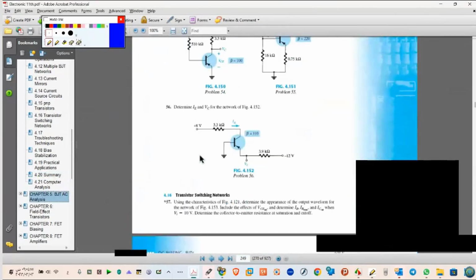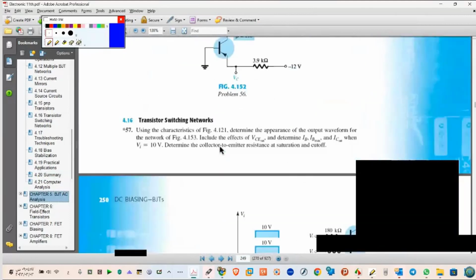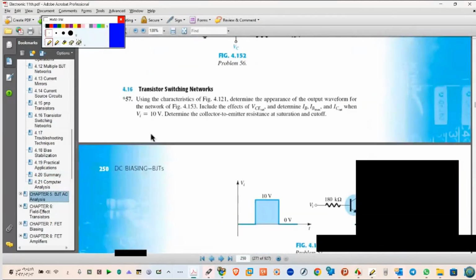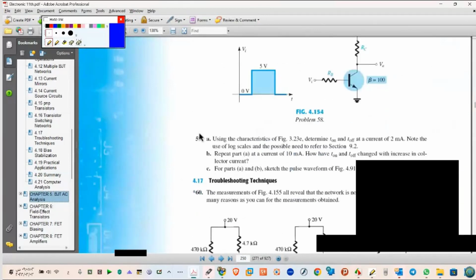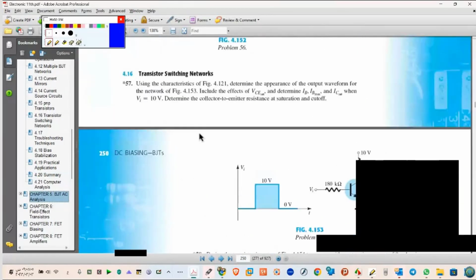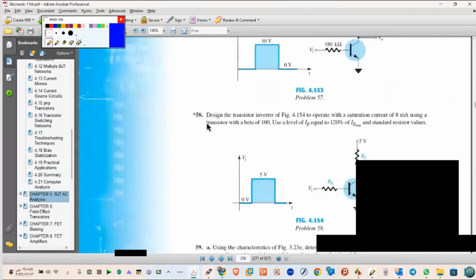And for transistor switching network, you have 3 questions, 57, 58, just 2 questions, not 3. So I will read the questions. Use characteristics of figure 4.12.01. Determine the appearance of the output waveform for the network. This is an easy question. Now, see here, design a transistor inverter. This question came with a figure, this figure.